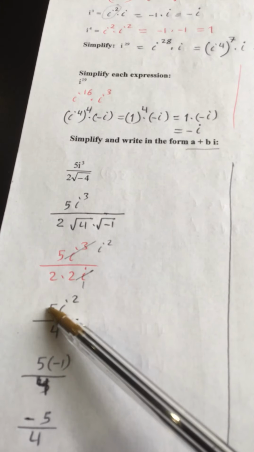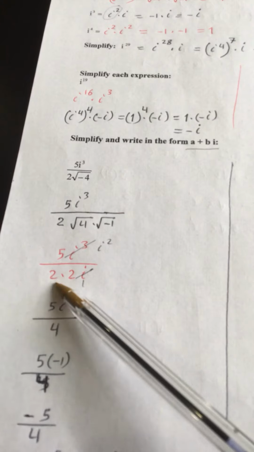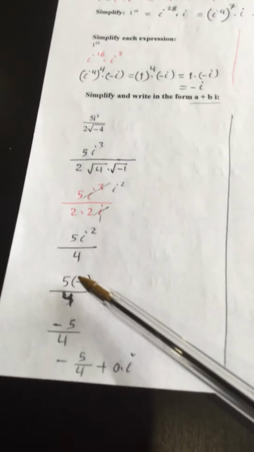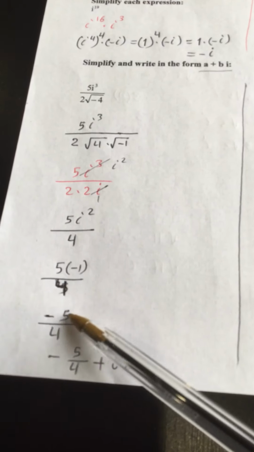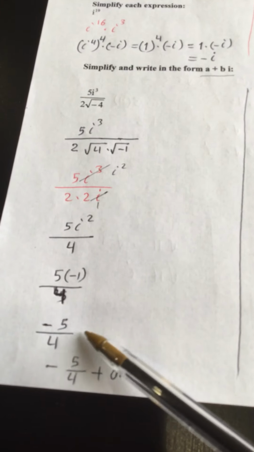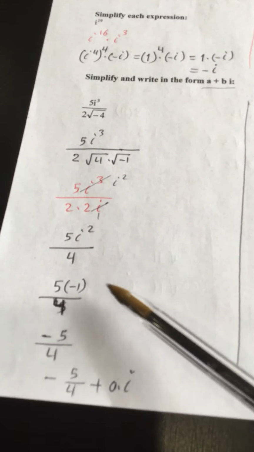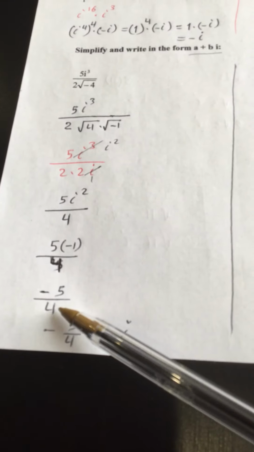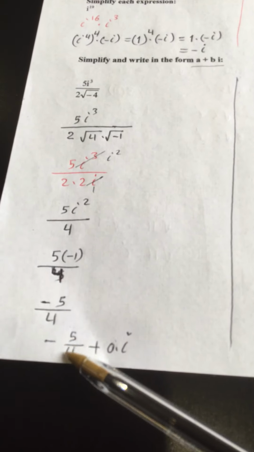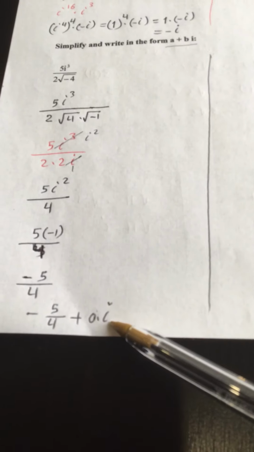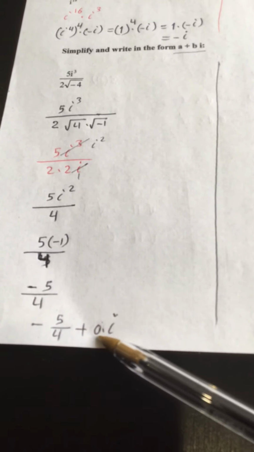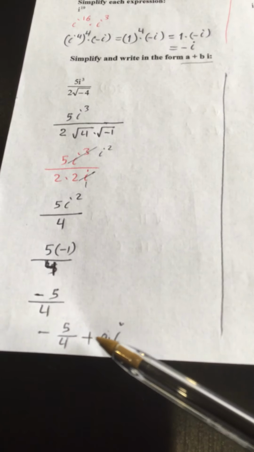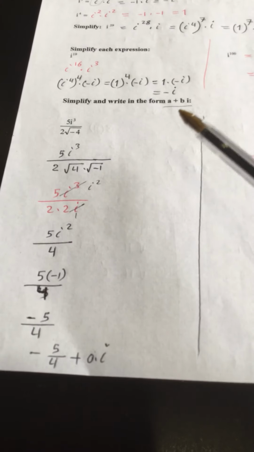So we get 5 i squared over 2 times 2 is 4. But i squared is negative 1. So we get negative 5 over 4, which is a real number here. But we can do it like a complex number. So we can rewrite this number as negative 5 over 4 plus 0 times i. So here the imaginary part is 0. The real part is negative 5 over 4. So now this form is like this, a plus bi.